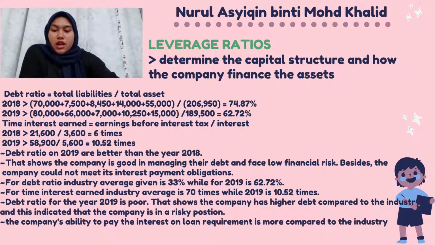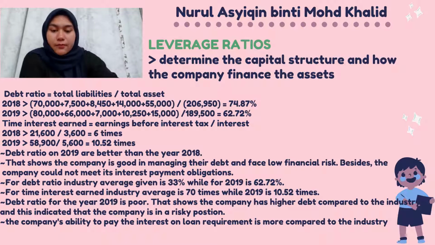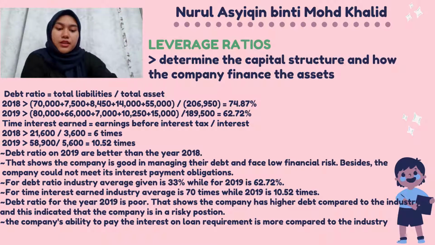So, the debt ratio in 2019 is better than the year 2018. That shows the company is good in managing its debt and faces low financial risk. Besides, the company is able to meet its interest payment obligations.